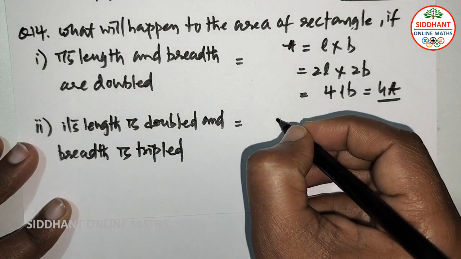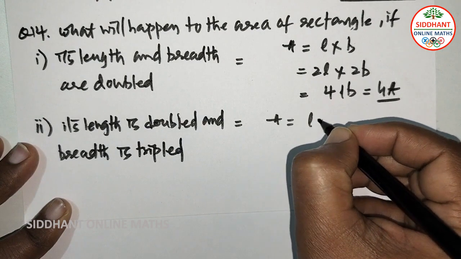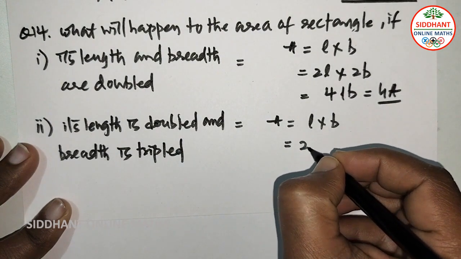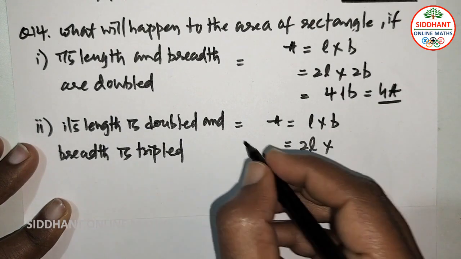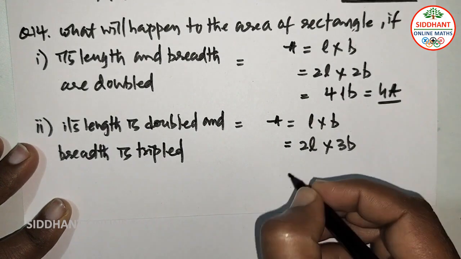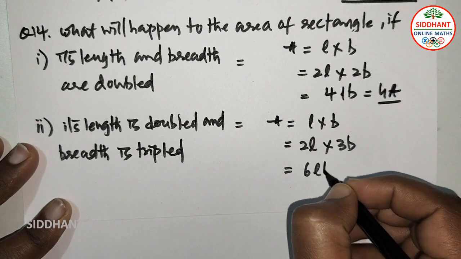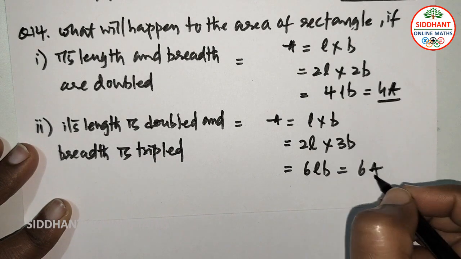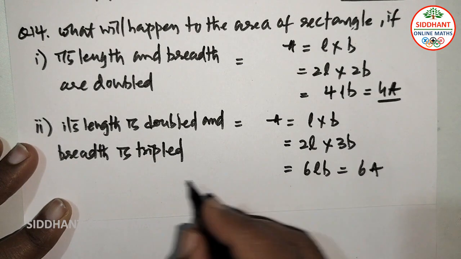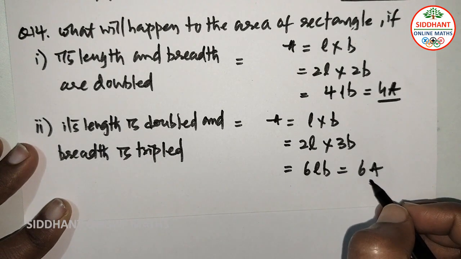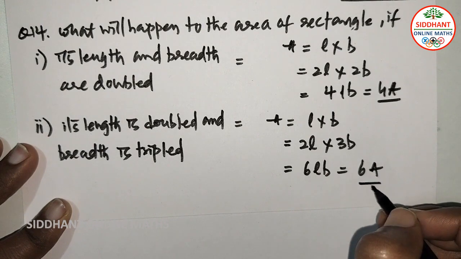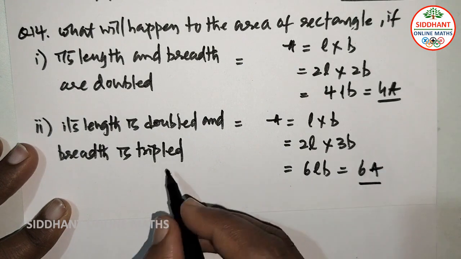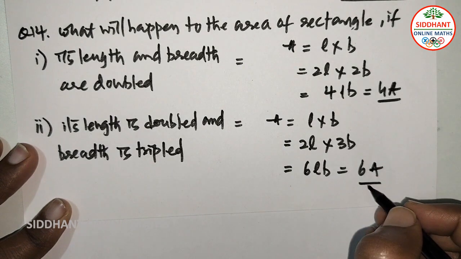Now second, area is equal to L into B, length is doubled, that means 2L, and breadth is tripled, that means 3B. So that will become 6LB. So that is equal to 6A. So what will happen here means the area increases by 6 times. In the first condition, the area increases by 4 times. In the second condition, the area increases by 6 times.